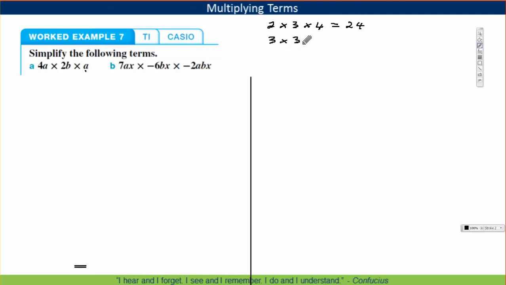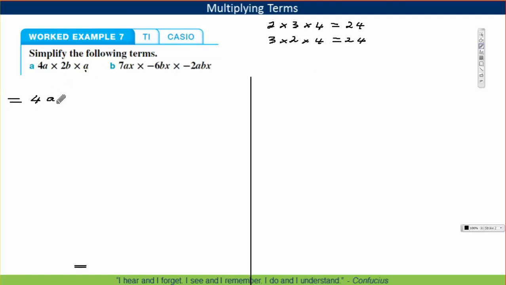3 times 2, oops, try that again. 3 times 2 times 4, that'd still be 24. So the order does not matter. So what that means is we're going to apply that here. I'm going to rearrange this.